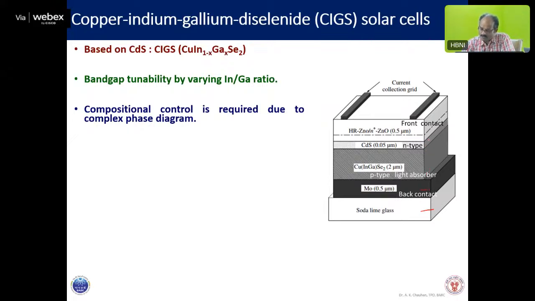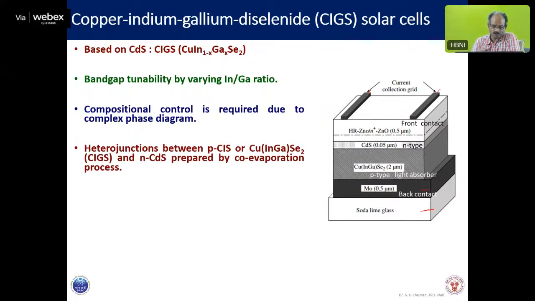Then over that, the n layer of CdS is deposited, which is very thin, nearly 0.05 micron, and above that you have a zinc oxide layer, which is a transparent conducting oxide. And then above that you have electrodes which collect the current.